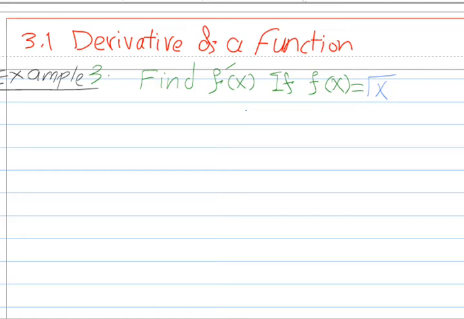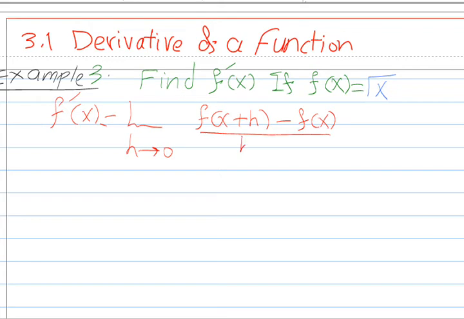So, if I want to find f prime of x, do you remember the formula that we use each time? F prime of x equals the limit as h approaches 0 of f of x plus h minus f of x over h.